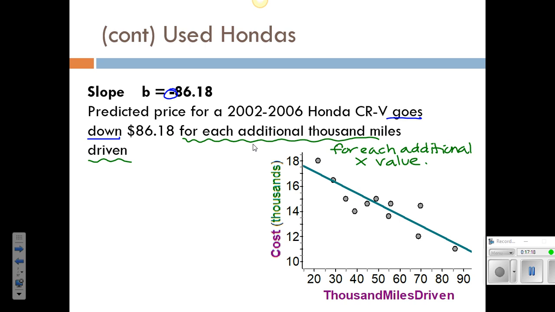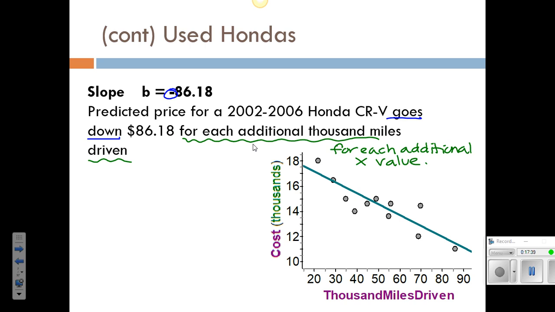So you guys need to know how to do that in and out. So to interpret slope, for each additional x, it's the predicted change in y. In this case, for each additional 1,000 miles driven, the predicted price of the car decreases by $86.18. That's good? You understand how to do that?